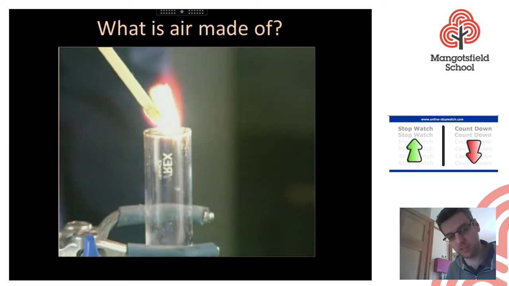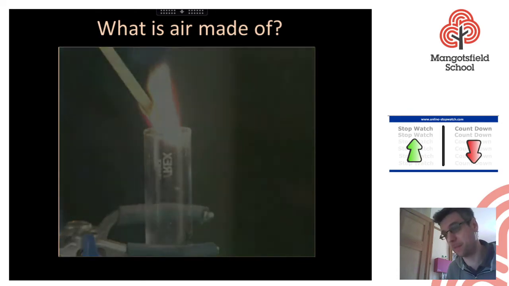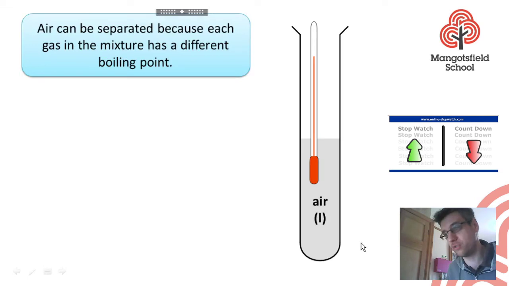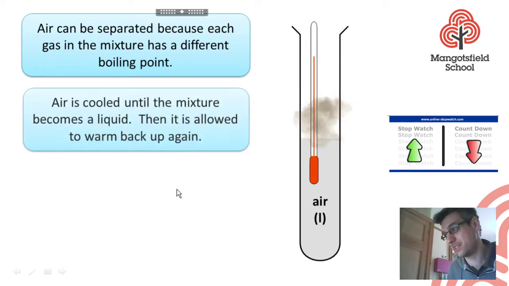So this experiment is used to separate the gases in air. They cool it down to minus 200 degrees, and there's a mixture of chemicals in air. They cool it down to minus 200 degrees, then they let it warm back up again. And as it warms back up again, it separates into the different gases. Now it does that because the gases have different boiling points. Nitrogen boils at a slightly different temperature to oxygen. So the nitrogen turns to gas first, then the oxygen turns to gas second.